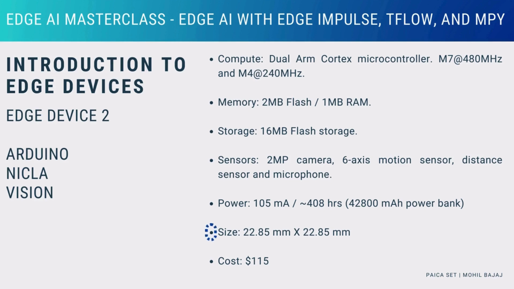It has a small form size of roughly 22.85 by 22.85 millimeters and requires roughly 105 milliampere of current during image capture. This translates to over 400 hours or over 16 days of battery time with a 42,800 milliampere hour power bank. I will add a link to the power bank in the resources section if you are interested.